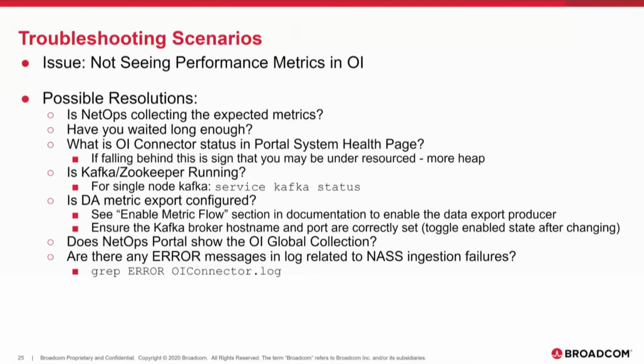If you had the Kafka broker host name or port incorrectly set, you may need to toggle the state of the export to off, save the file, and then come in and turn it back on to have it recognize a change. So if you change the broker host name and port, you might need to toggle the metric export state.